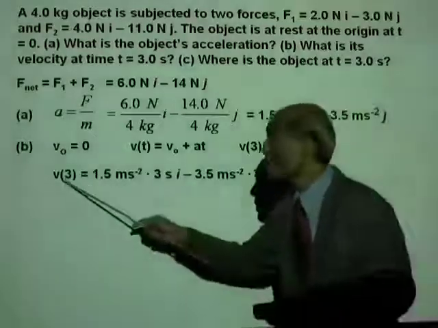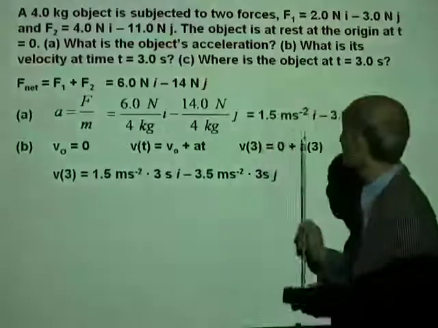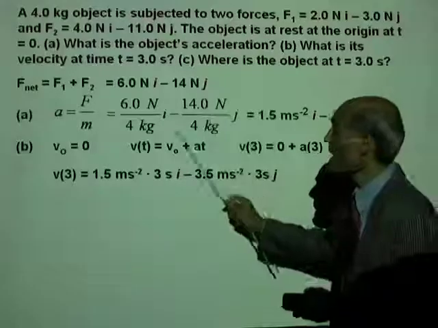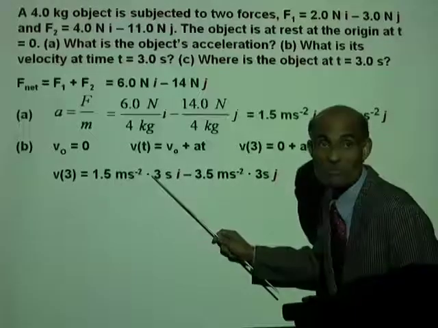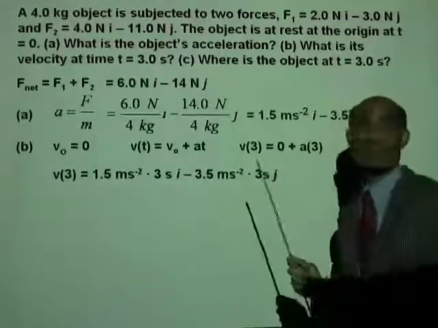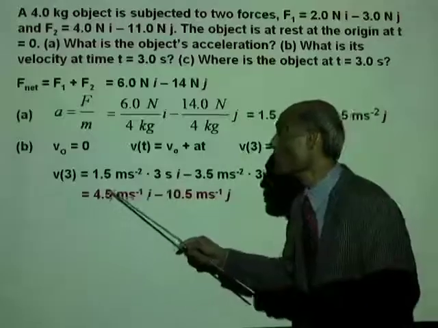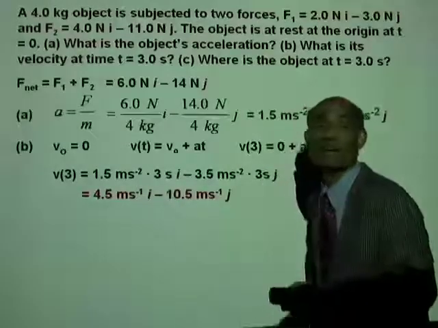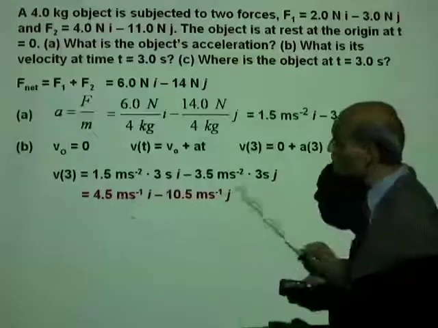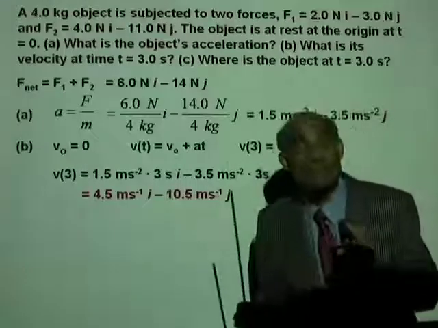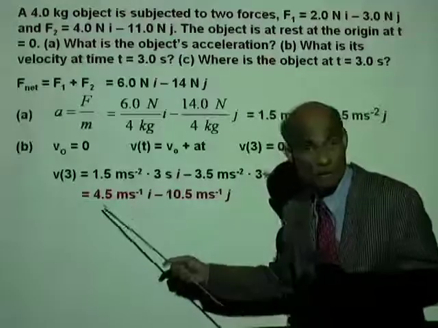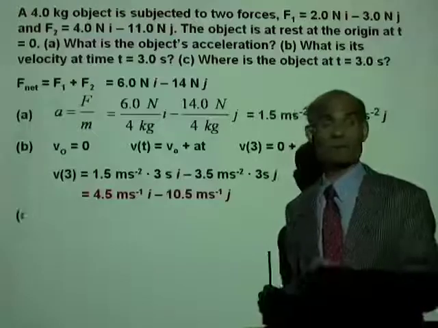Let's do that. So, velocity at the end of 3 seconds is acceleration multiplied by 3. In other words, multiply the x component of the acceleration by 3, minus multiply the y component of the acceleration by 3. That will be 4.5 meter per second i minus 10.5 meter per second j, and this is the velocity vector at that time. And if you want to find this in the magnitude-angle form, you can do so. You know how to do that.